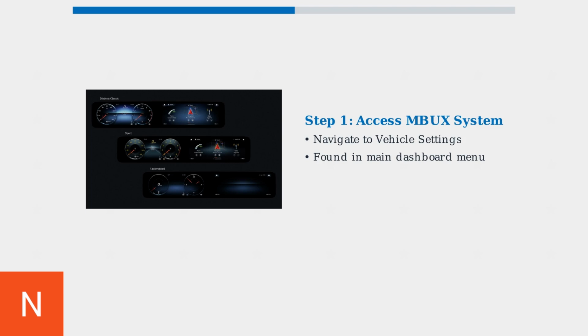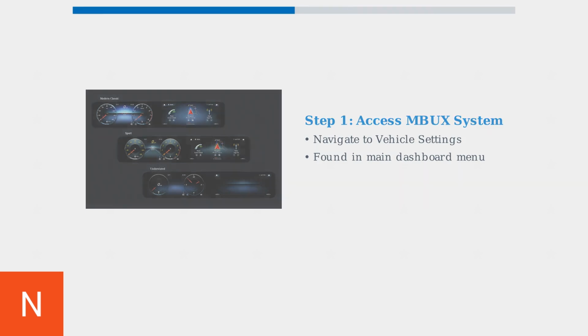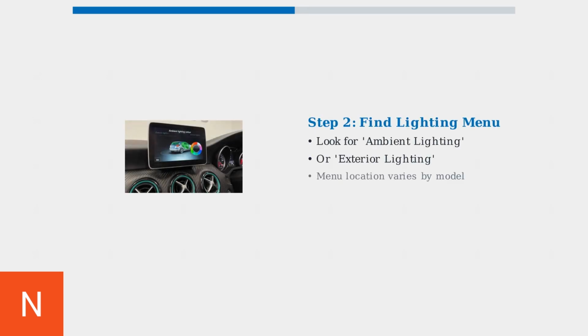Navigate to the Vehicle Settings menu, which you can find in the main menu of your dashboard display. Once in Vehicle Settings, locate the Lighting menu. This may be labeled as ambient lighting or exterior lighting, depending on your specific model year and configuration.